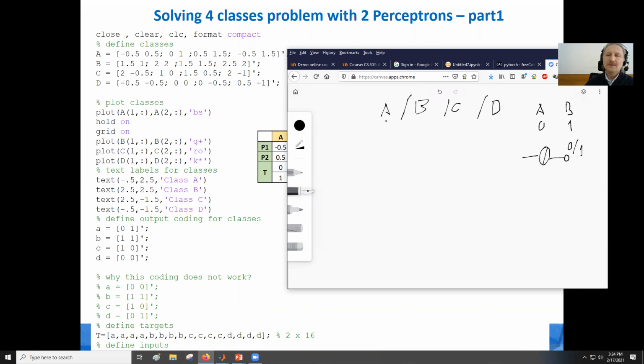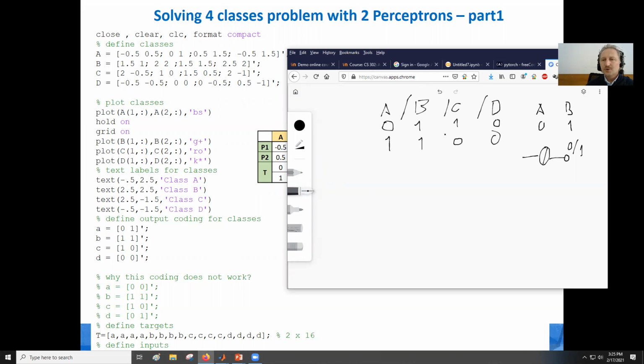But now, if we use 0 for A and 1 for B, which code will we use for C? There is no more code. That's why we need to change our coding style. For example, for A, let's use 0, 1. For B, 1, 1. For C, 1, 0. For D, 0, 0. We will use this coding system.